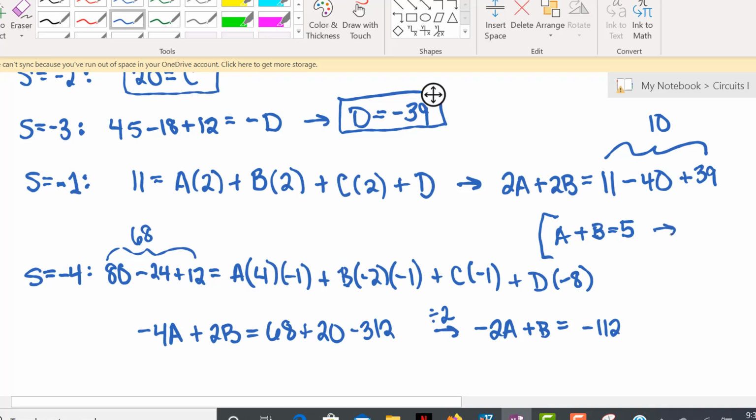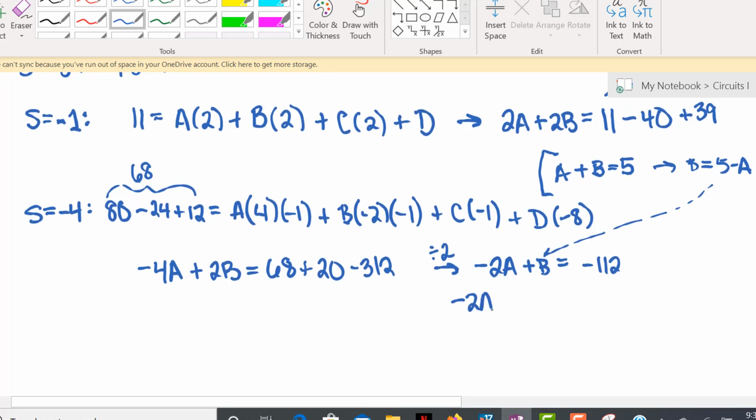And then here you could solve for b, right? b equals 5 minus a, and substitute it in right there. So I'd have -2a plus 5 minus a equals -112. So I get -3a, subtract 5 from both sides equals -117. Divide by -3, and I think you get 39. Yes, okay. And then b is 5 minus that, so b is -34.